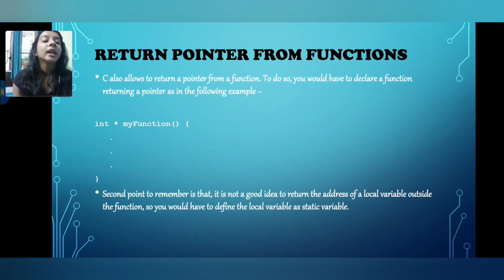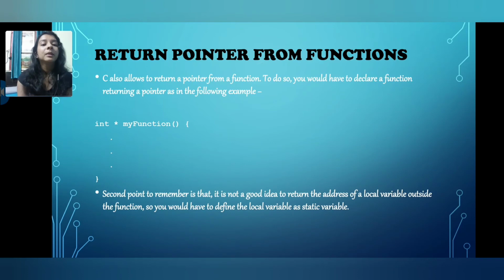Next, we see how we can return pointers from functions. C also allows you to return a pointer from a function. We have already passed pointers and operated on them. Now let us see how we can return them. To do so, you have to declare a function returning a pointer. In the definition of the function, you need to add the asterisk sign. Wherever you have to declare pointers, you need to add that asterisk symbol. So basically int *, instead of simply int, you just have to add an asterisk sign.